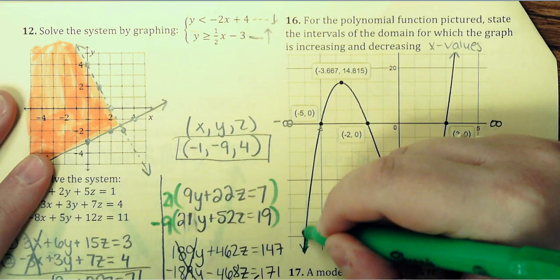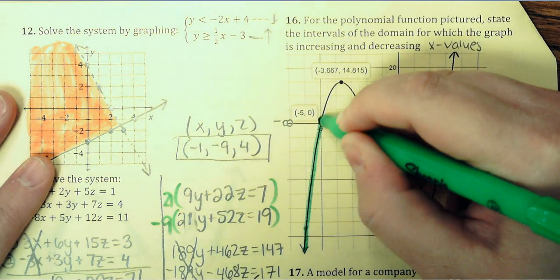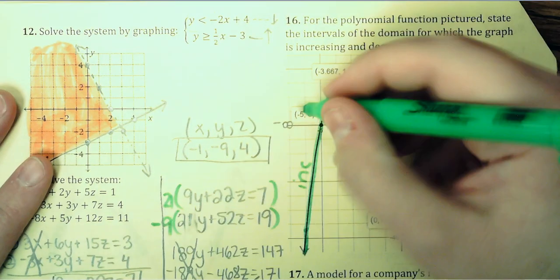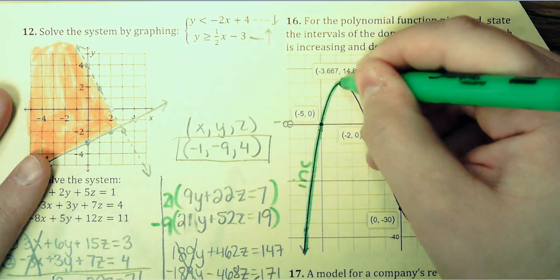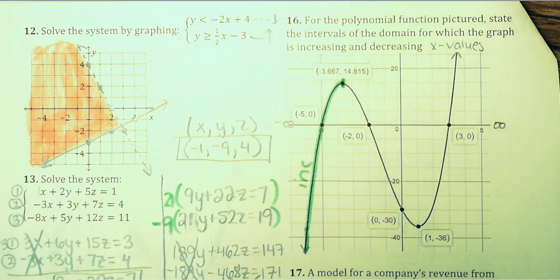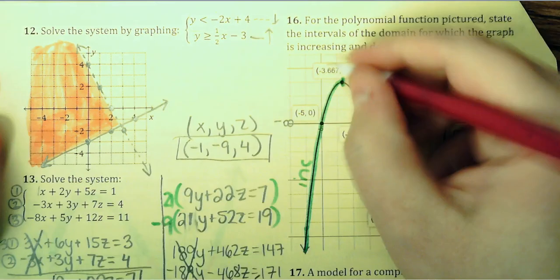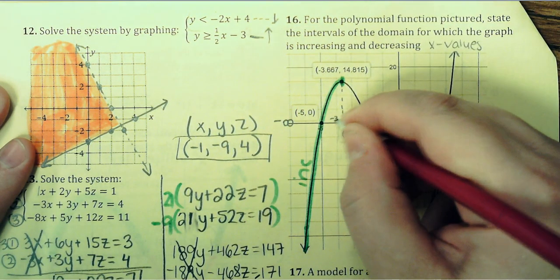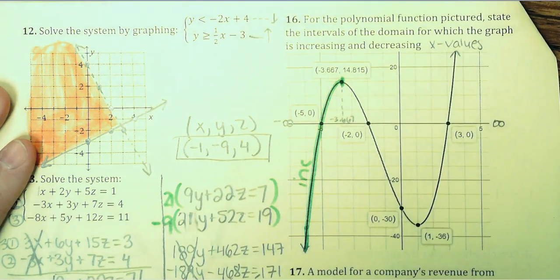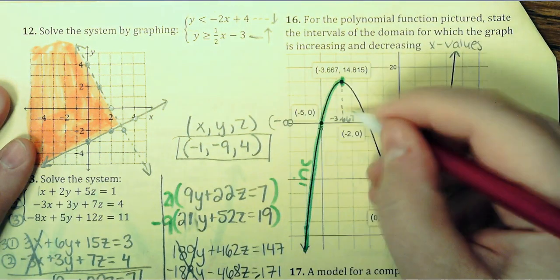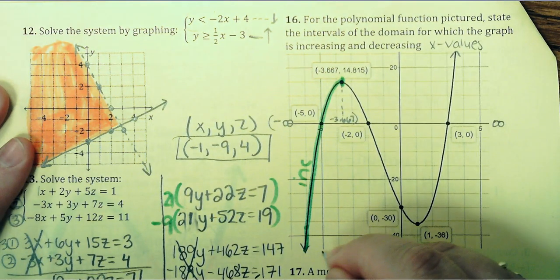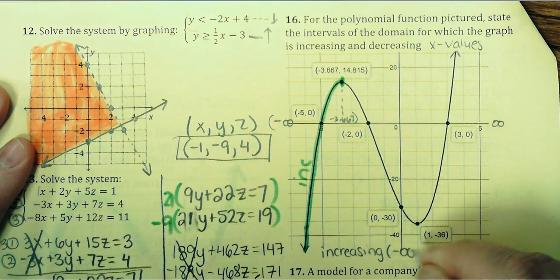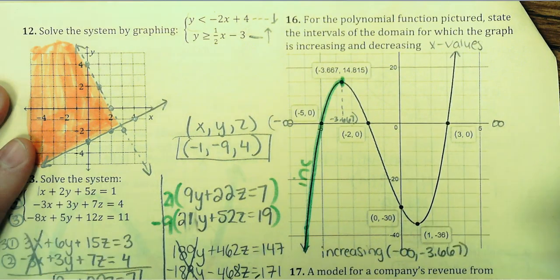So if I'm tracing the graph right now as I'm traveling from left to right, this part of the graph is increasing, and that's going to stop right at this point right here where we're just flat, and then we're going to switch over to decreasing. But let me go ahead and write that interval as I go. So at this point, this is negative 3.667, you're switching over at that x value. So from negative infinity to that point, this part of the graph is increasing. So I'm going to write from negative infinity to negative 3.667 for that interval.